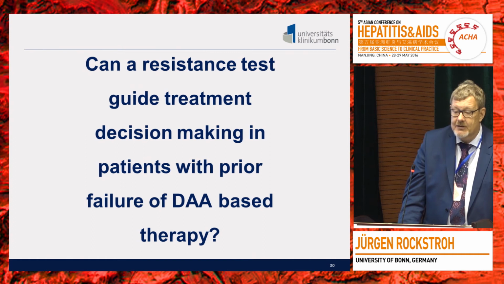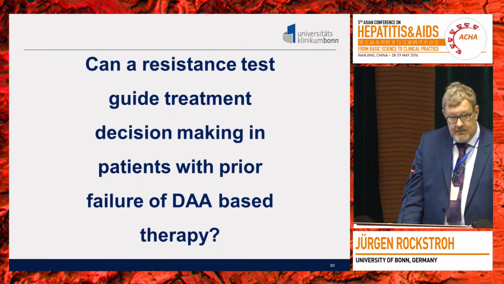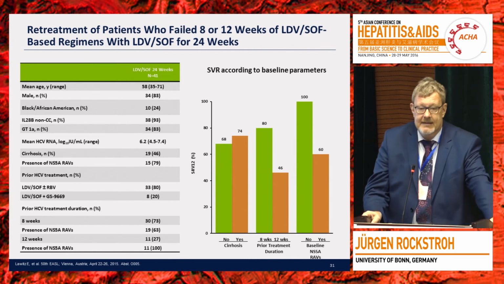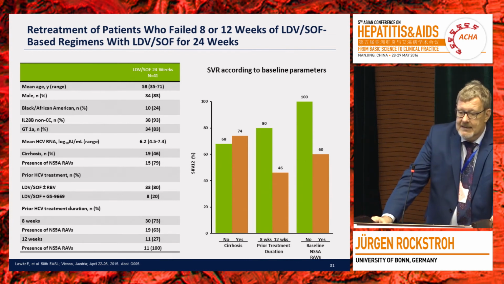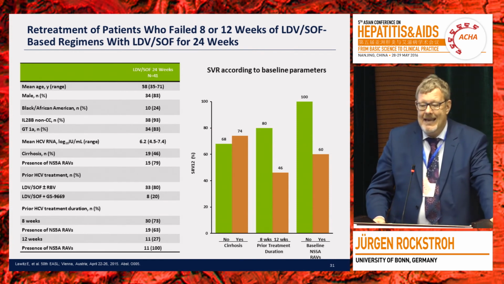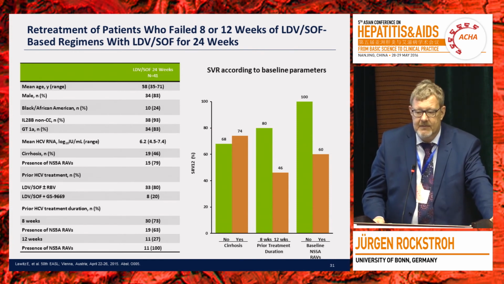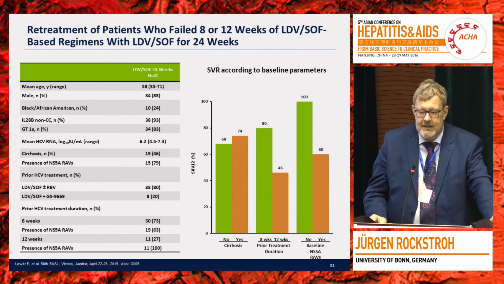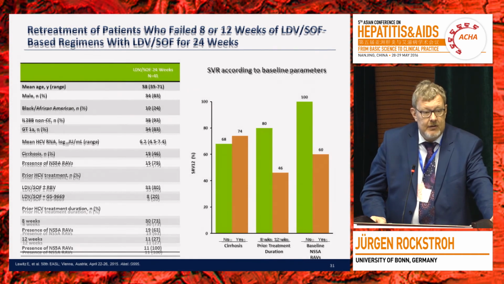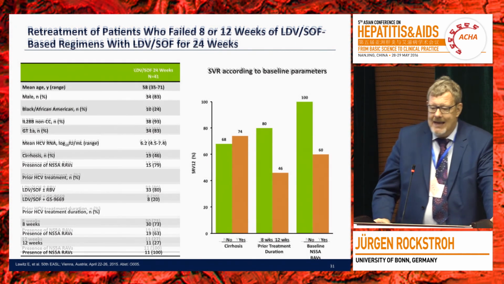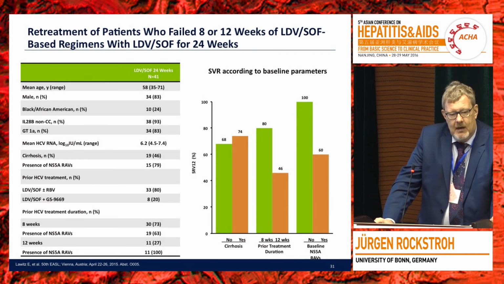Can a resistance test guide treatment decision making in patients with prior failure of DAA-based therapy? So can we use resistance results to help us choose the next regimen? And I think there's very interesting data with regard to some of the trials we've seen. Patients who failed 8 weeks or 12 weeks of ledipasvir sofosbuvir were retreated in a salvage protocol with the same compound, ledipasvir sofosbuvir, for 24 weeks. And if you look at what impacted SVR, you can see that having cirrhosis, yes or no, at baseline had no impact. If you had 8 weeks of therapy, you were more likely to respond than 12 weeks.